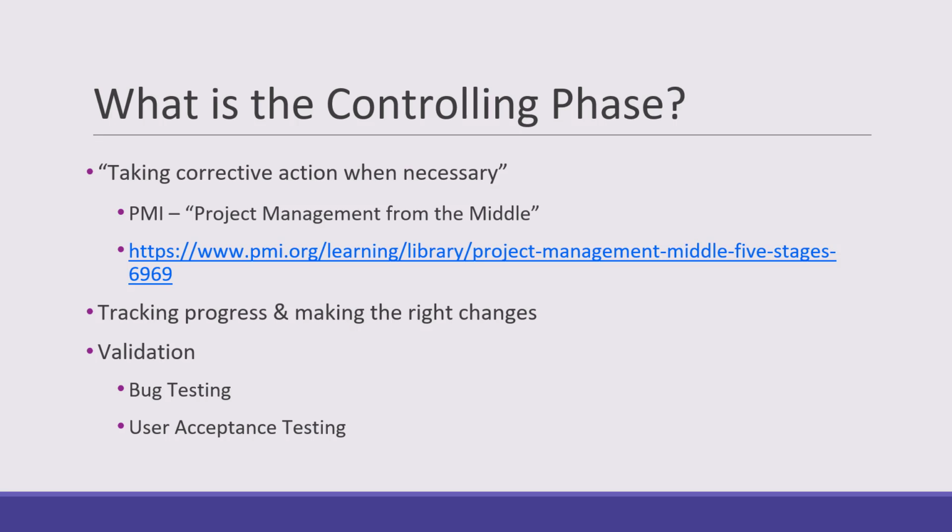Testing also comes in a variety of flavors. For simplification, we're going to group them into two broad categories of bug testing and user acceptance testing, and we're going to talk more about those in just a moment. While validation refers to ensuring that the quality of work is being completed, there are other components of the project that project managers will also need to monitor and control.